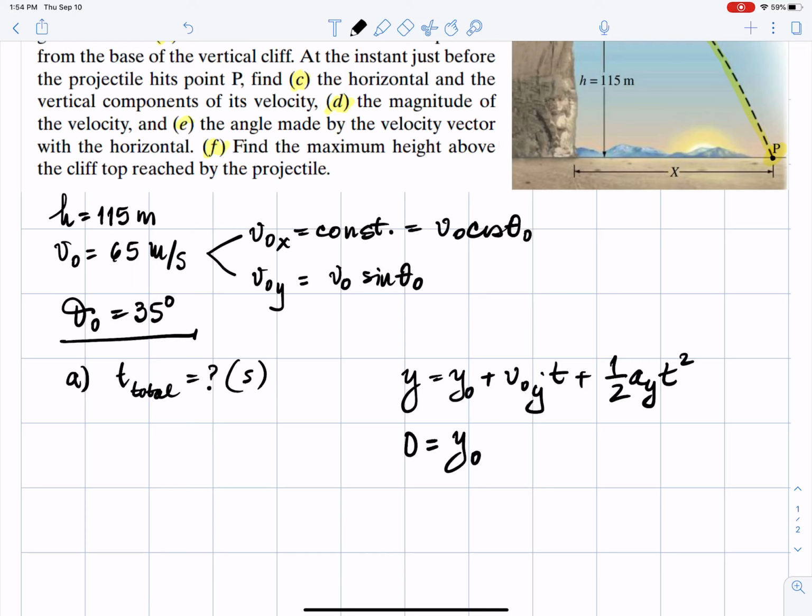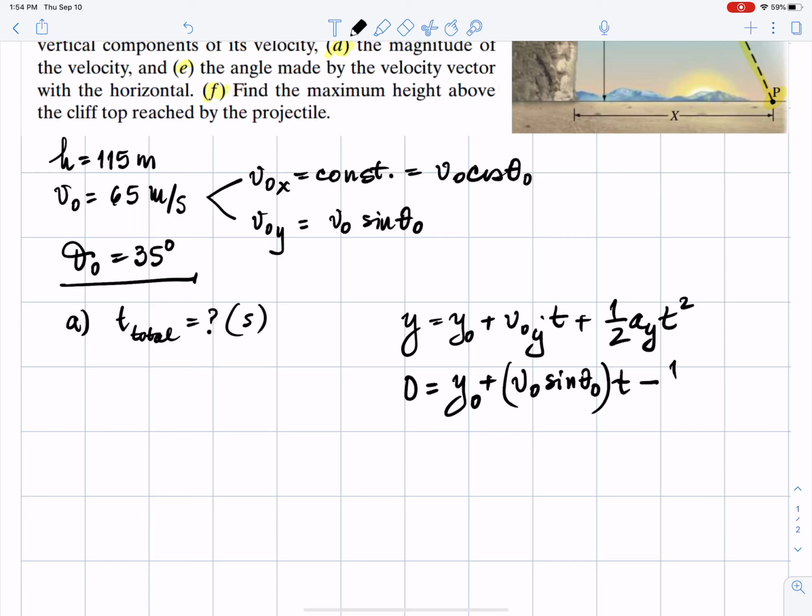Instead of V0y, we know that becomes V0 sine of theta naught, times t. And then with acceleration in the y direction being negative, you will end up with negative 1/2 g t squared. What I wanted to do first is give you a picture in just algebraic mode. Since you are asked to find a total time, I want you to notice that this is a second degree equation, a x squared plus b x plus c equals 0, where a is negative 1/2 g, b is v naught sine of theta naught, and c is equal to y0.